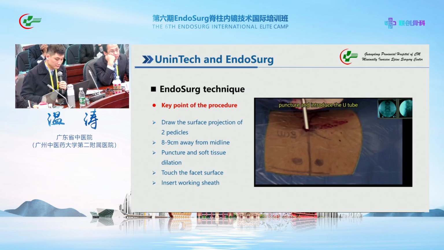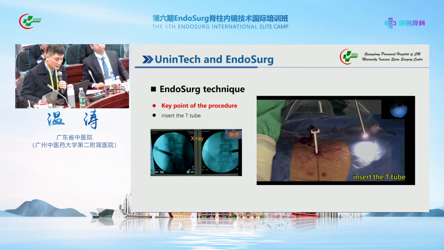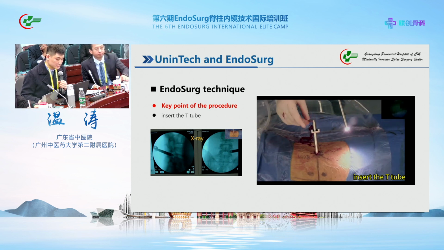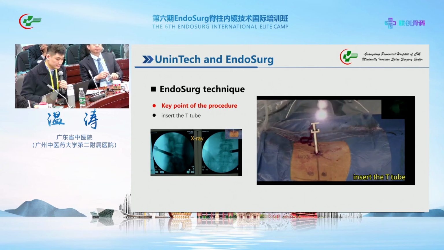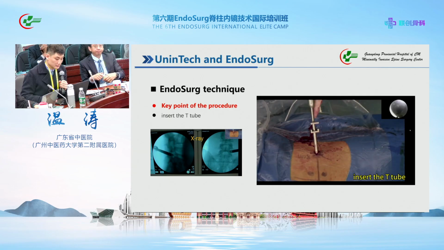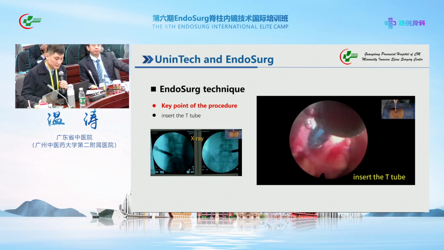And then we will insert the T-tube, and put the lens in. And then we will expose the surface of the SAP.